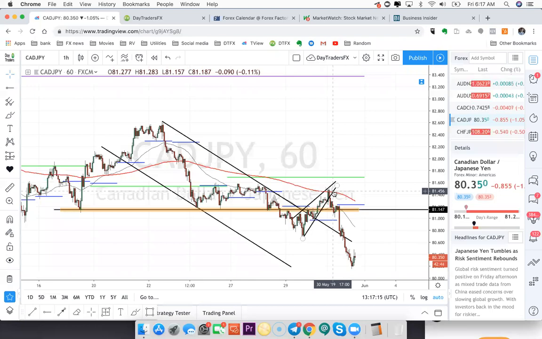Okay, so that is CAD yen. It's playing out. We've got some profit targets. We're going to let this thing run and rock and roll.